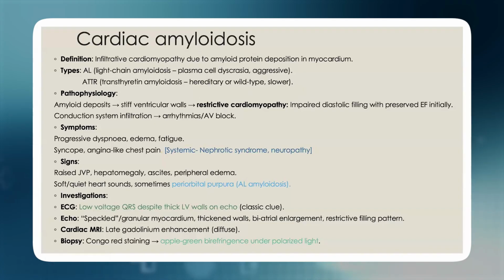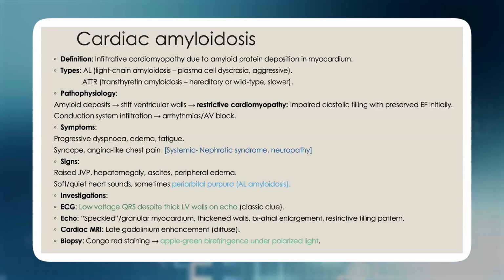Pathophysiology: amyloid deposits get deposited in between the myocardial fibrils and make the ventricle stiff, resulting in RCM. Symptoms: there is progressive dyspnea, edema, and fatigue, and there can be syncope or angina-like chest pain. There can be systemic features of amyloidosis like nephrotic syndrome and amyloid neuropathy, which are common with the AL type, light chain amyloidosis.